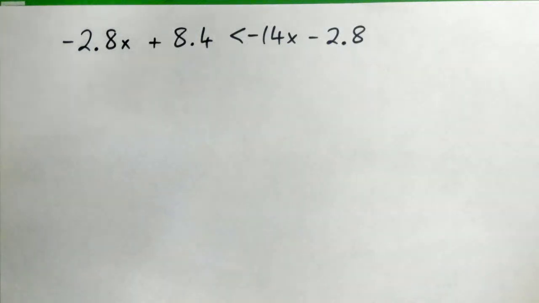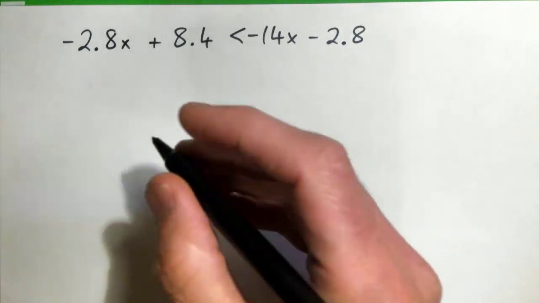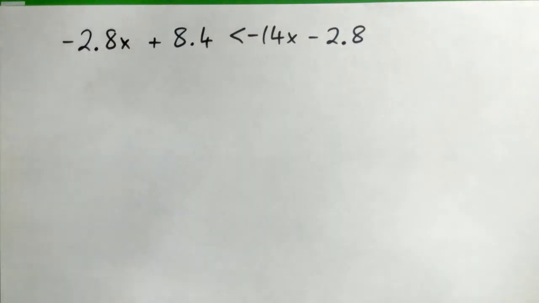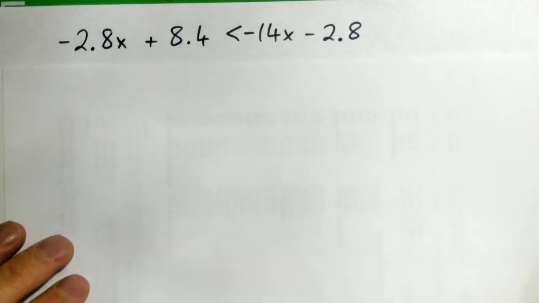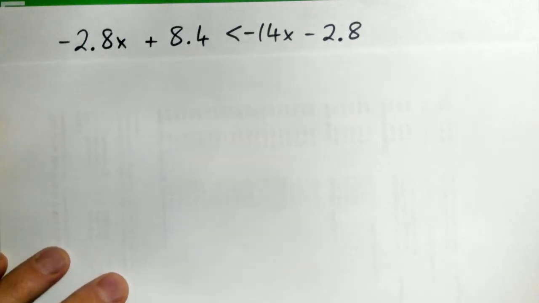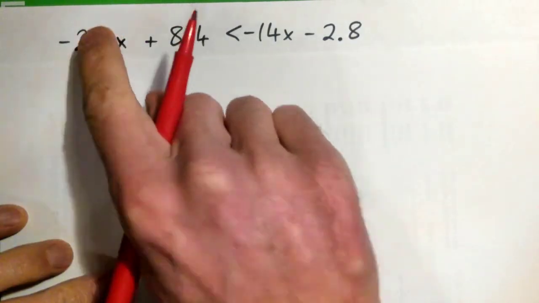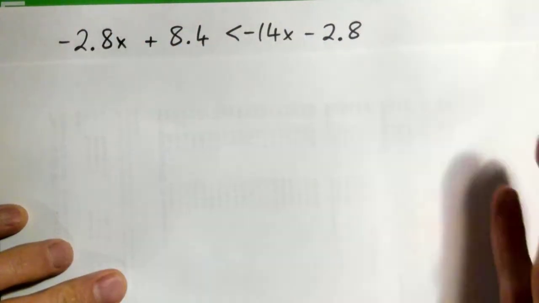Alrighty, so we've got negative 2.8x plus 8.4 is less than negative 14x minus 2.8. So it's an inequality. It solves just like an equation. And the students always ask, well, what do I do first? And the answer is you could do any number of 4 things first. You could get rid of this guy, this guy, this guy, or this guy. And it doesn't matter which one you start with.